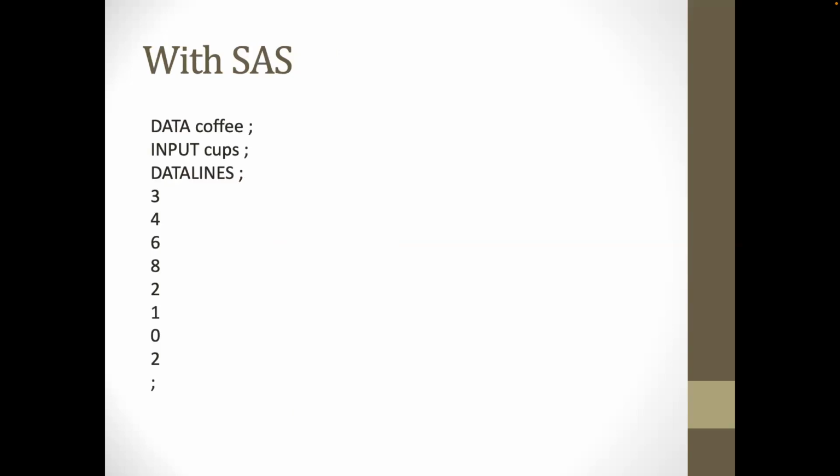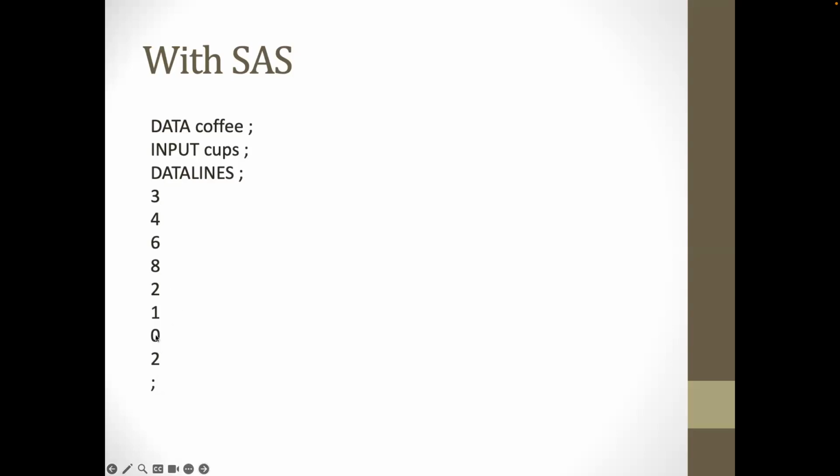So we could do this with SAS. We can create a data set by typing data and any reasonable data set name. So coffee, semicolon. Remember, it always ends in a semicolon. Input, cups. So input is the variables that we're inputting. In this case, we only have one variable, which is the number of cups of coffee they drink every day, semicolon. Datalines, all one word, semicolon, and then the lines of data.